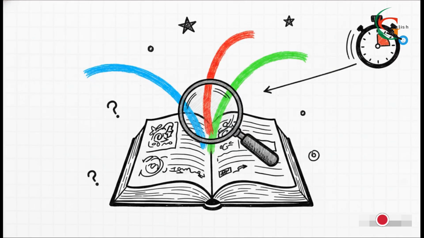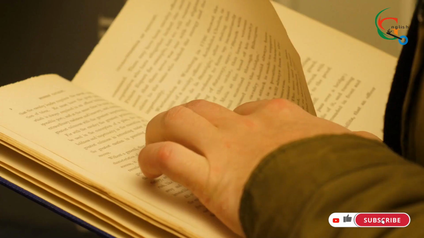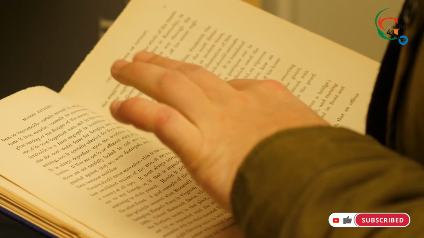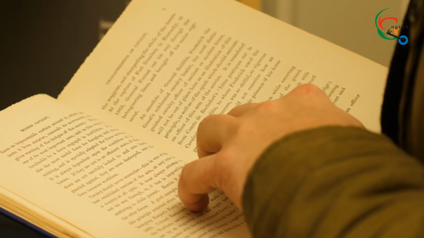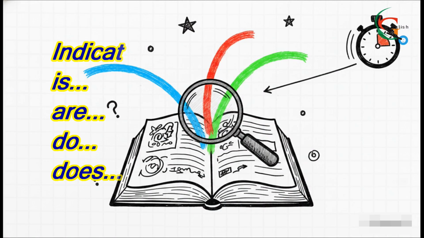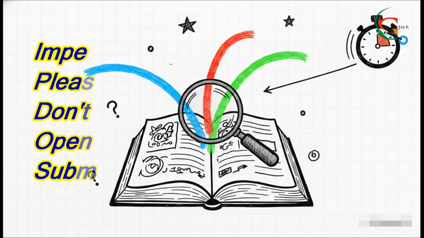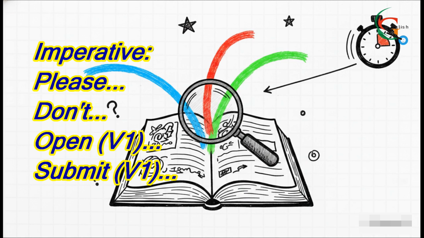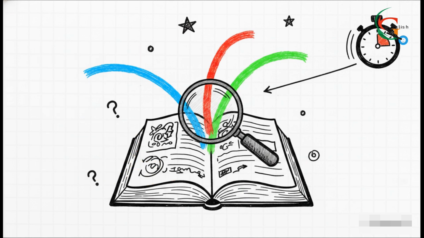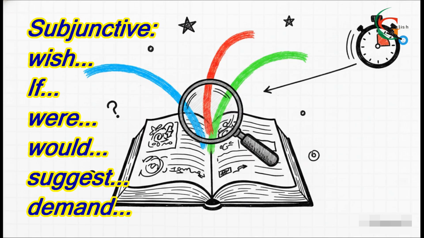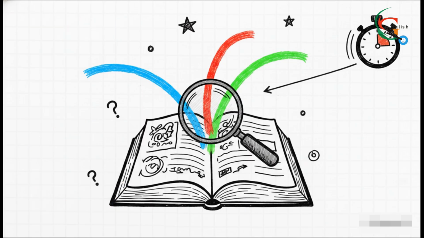Let's turbocharge this with a rapid-fire keyword dump. This right here is the ultimate 30-second trick. When you open a book, scan the page for these specific visual clues immediately. For indicative, look for normal helper verbs: is, are, do, does. For imperative, look for action triggers right at the start of the sentence, like please, don't, open, submit. For subjunctive, scan for those imaginative words: wish, if, were, would, suggest, or demand. You spot these keywords, and you instantly know what mood you're in.